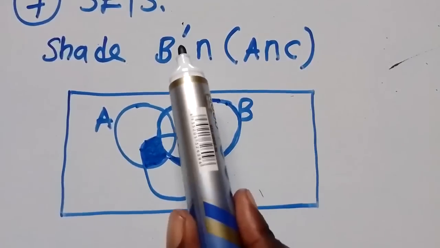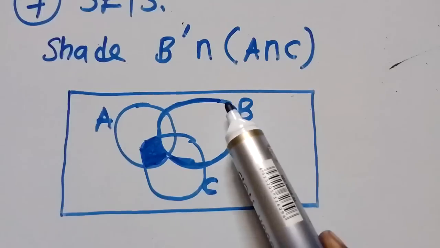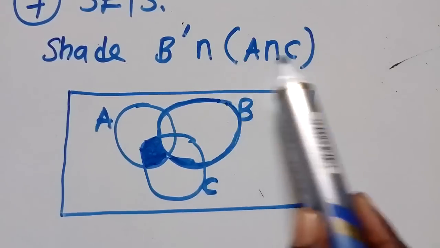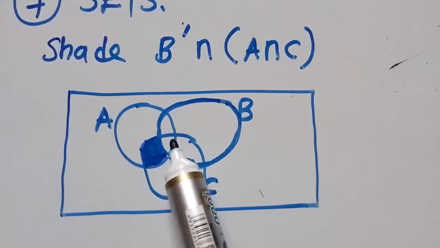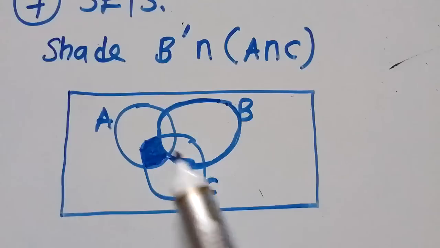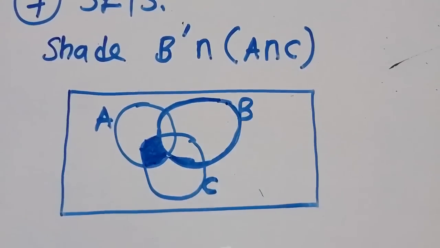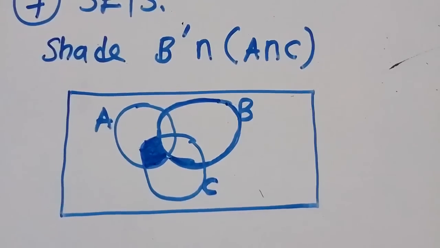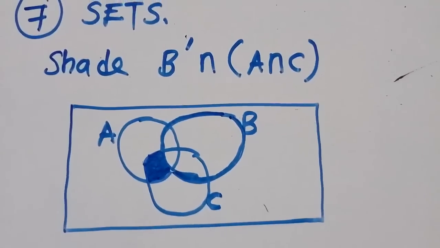So B complement, you remove B. Then where A and C are intersecting is this. You cannot shade this part that is there because they are saying B complement. Like this, you are done. So this is how you need to do it. These are things that you need to understand. Let's make sure we understand these procedures and follow everything that I'm trying to illustrate here.